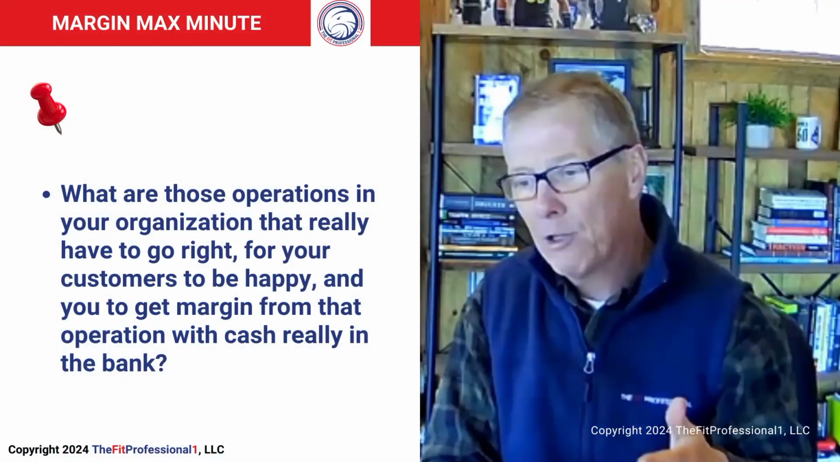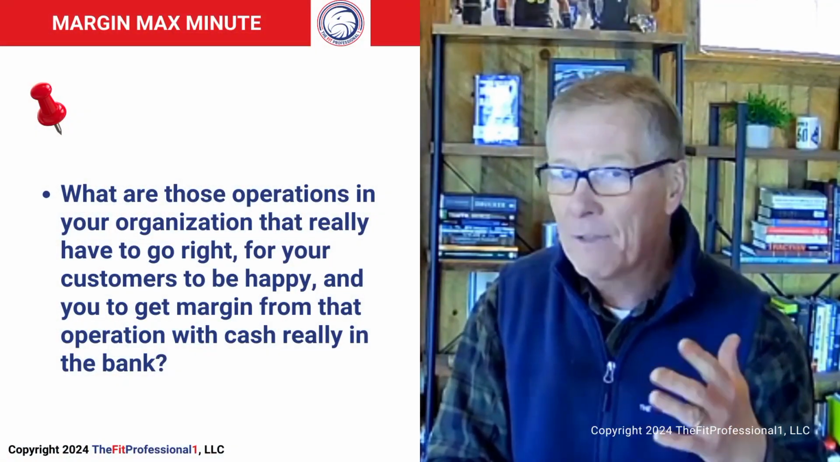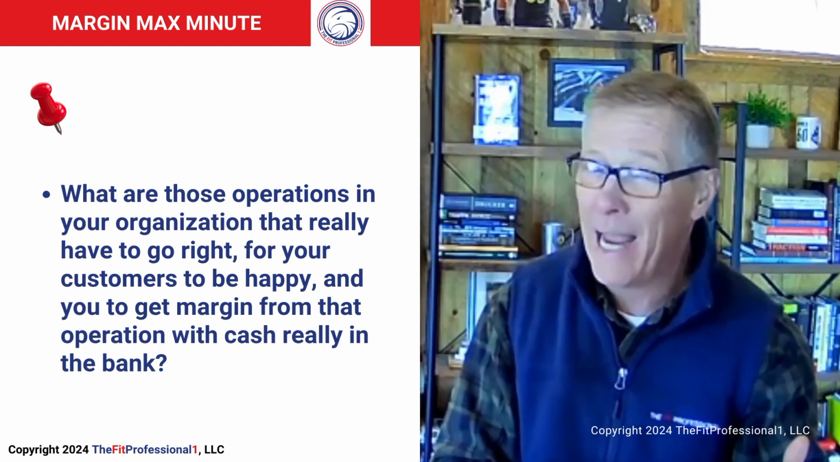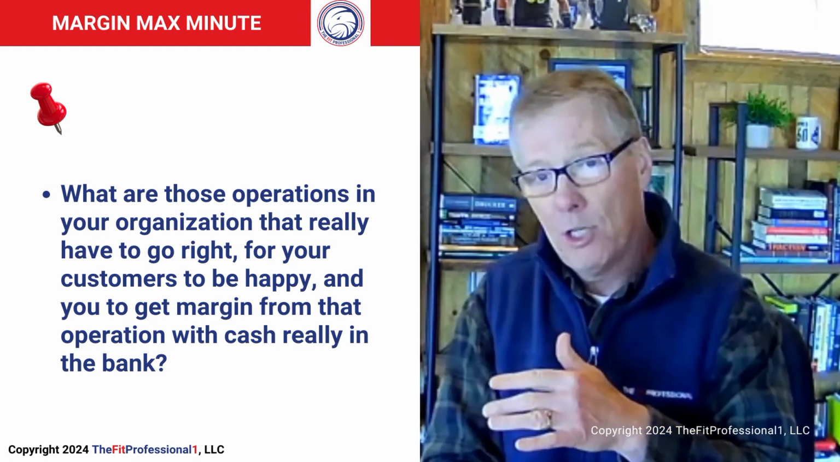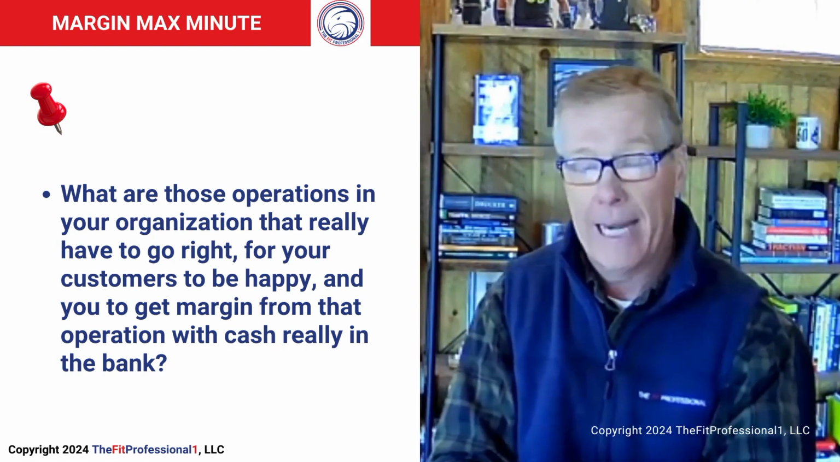Everybody from inventory systems to complete enterprise-wide systems, which might go all the way from your general ledger to that sensor we talked about on the bearing in your factory and your sales team's relationship management database. There's so many solutions out there. It probably will pay to bring in a subject matter expert. And where I would recommend it is try to take a look at your critical path operations. In other words, what are those operations in your organization that really have to go right in order for your customers to be happy and you to actually get margin from that operation with cash really in the bank? That's the place to start.